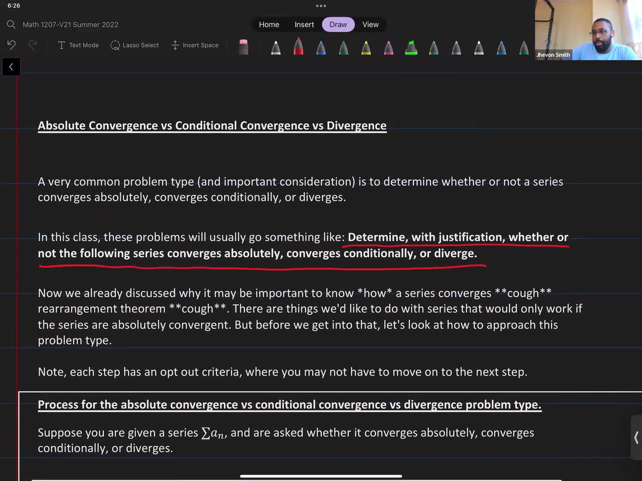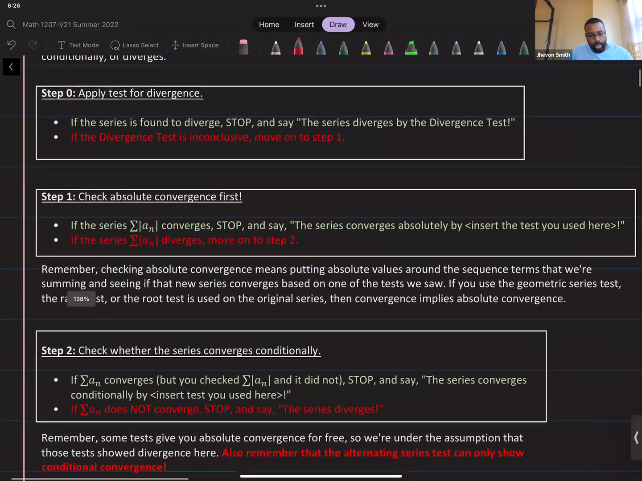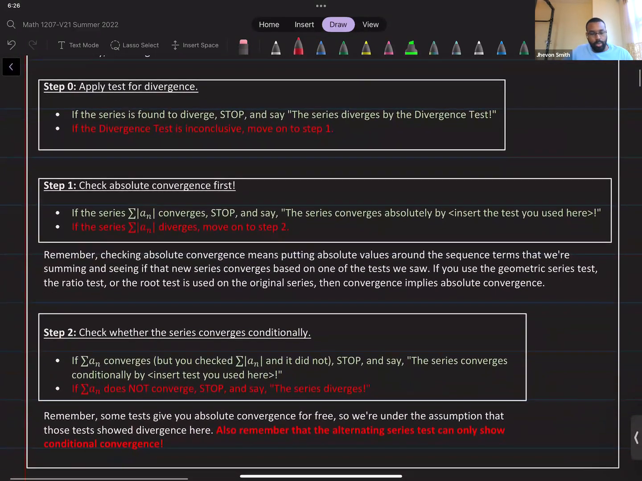So there's a problem type where I just ask you, does this converge? Or what does this converge to? And there's also a problem type where I would ask, does this converge absolutely or conditionally, or does it diverge? So once you know you're looking for absolute convergence versus conditional convergence versus divergence, this is the process you want to go through. It's not specifically a test, it's more of a method to make sure that you can distinguish between the two kinds of convergence.